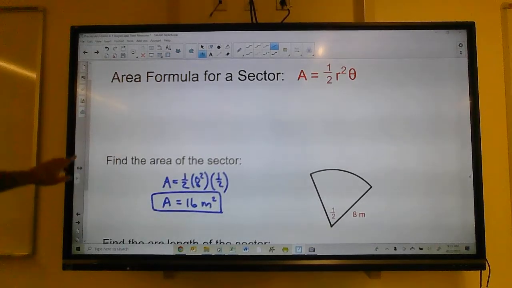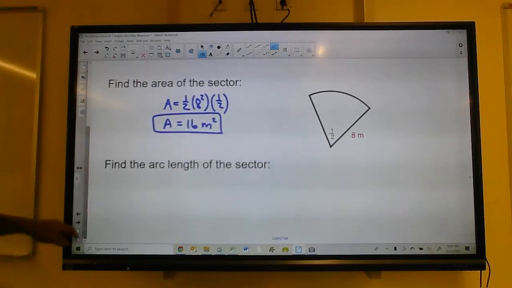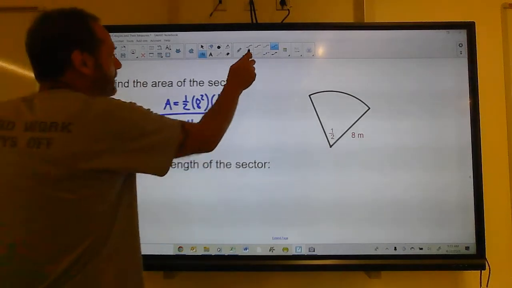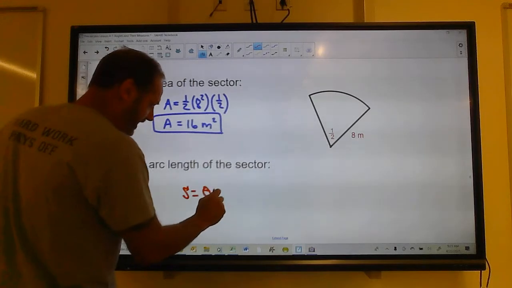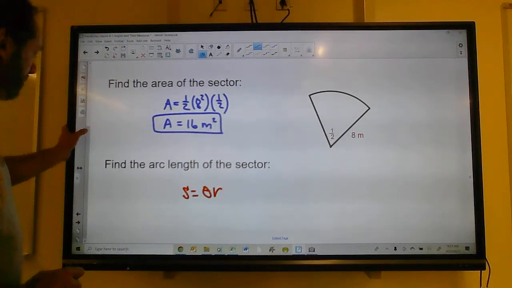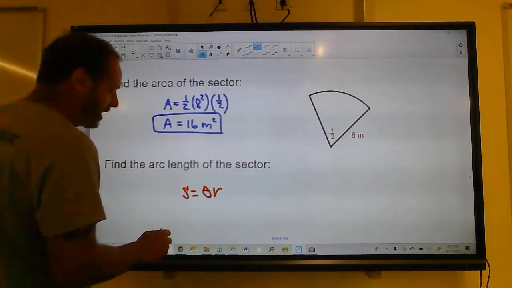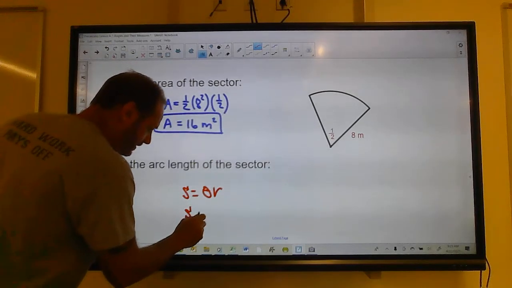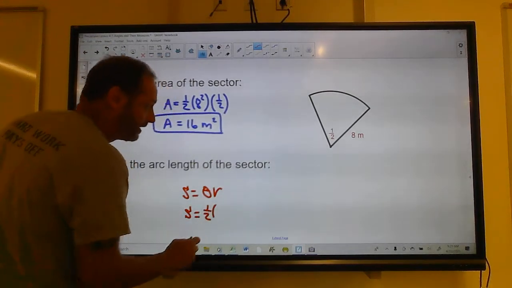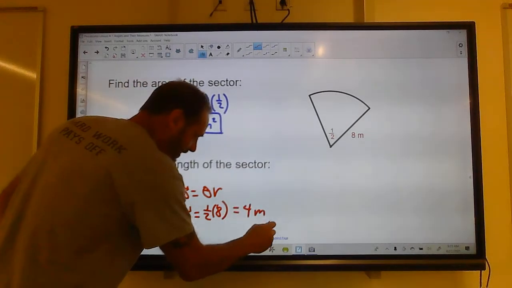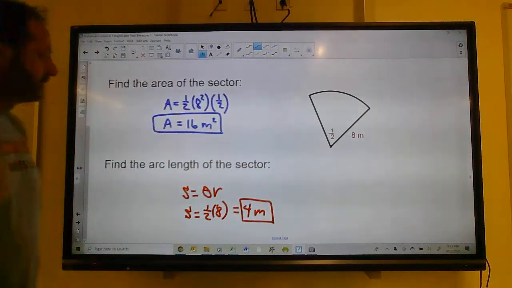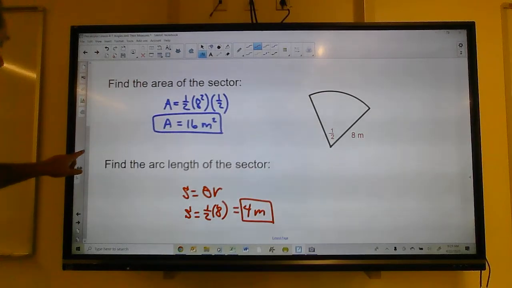And that's pretty easy to do. Okay, next, find the arc length of this sector. So the arc length would be S equals theta R. Okay, so S would equal 1/2 times the radius, which is 8, so that would be just 4 meters. Piece of cake.